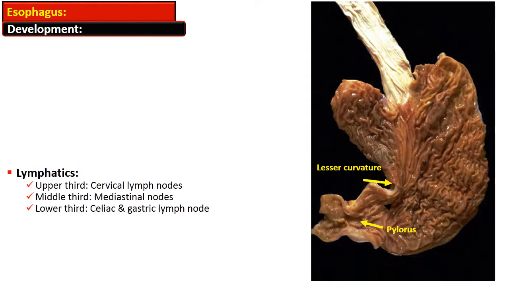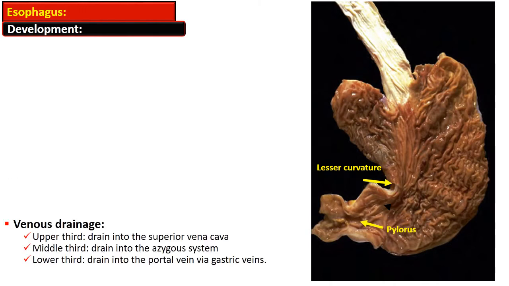For the lymphatic drainage of the esophagus, the upper third drains into the cervical lymph nodes, the middle third into the mediastinum, and the lower third into the celiac and gastric lymph nodes. This understanding of the lymphatic drainage is important as cancer of the esophagus metastasizes through the lymph nodes. So the group of lymph nodes or lymphatics that is affected is dependent on the site that is involved.